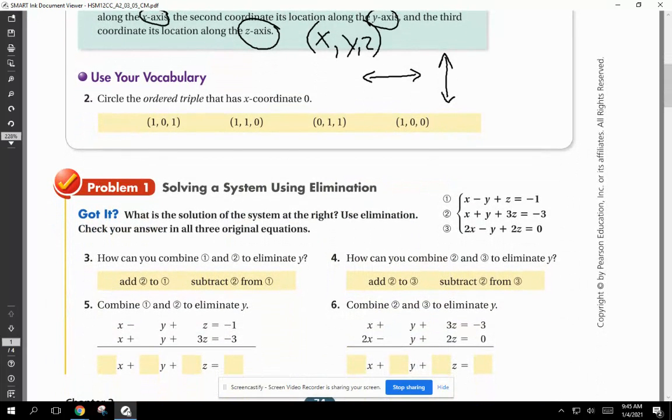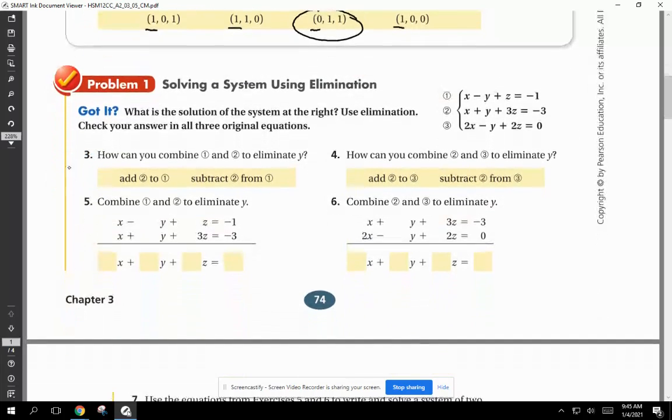Now use your vocabulary. Circle the ordered triple that has an x coordinate of 0. So we're looking at the first number here. It is x, y, z, right? That's what we set up here. So here's the x. And that one has a 0 right there. 0, 1, 1. So here's the x is 0, the y is 1, the z is 1. So you're going to circle that one right there.